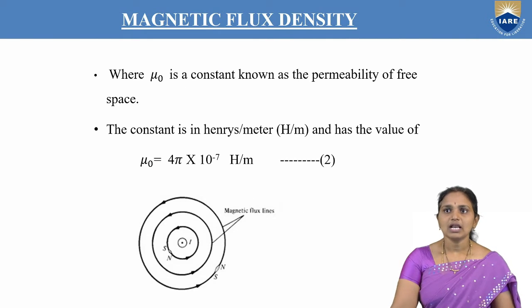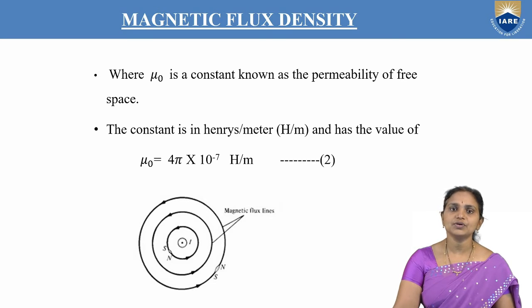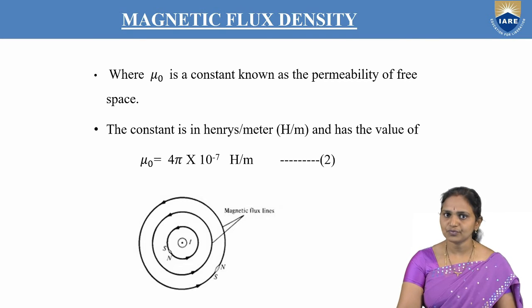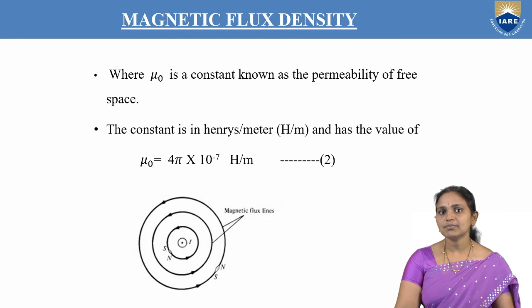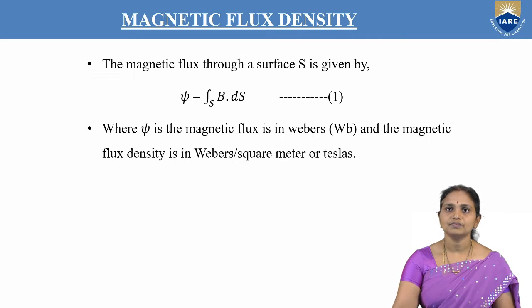So here mu naught we can call the permeability of free space. Its value is constant, which is 4 pi into 10 to the power of minus 7, and the units for mu naught are Henry per meter. Magnetic flux lines are always represented from north pole towards south pole. Electric flux lines always start on the positive charge and end on negative charge. Similarly here, magnetic flux lines start on north pole and end on south pole.